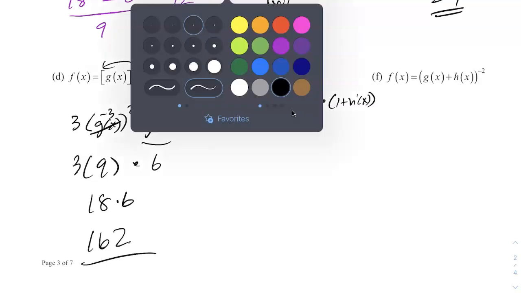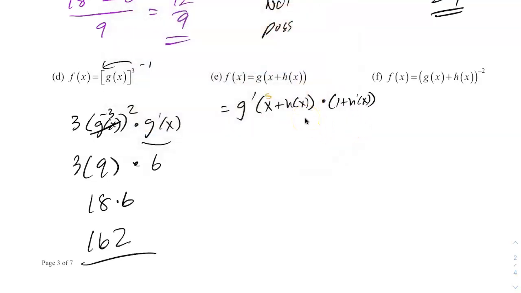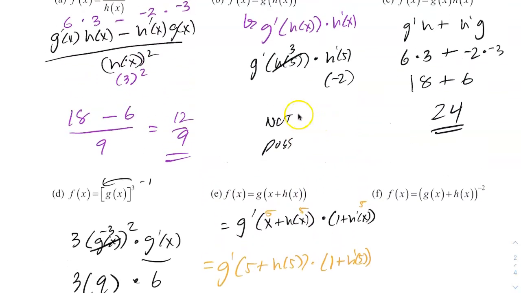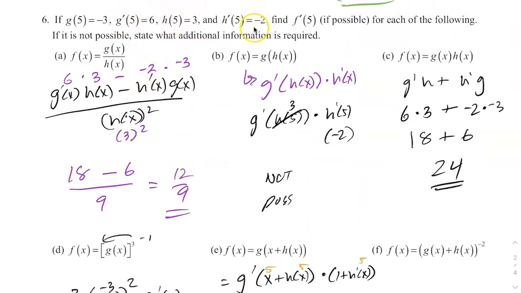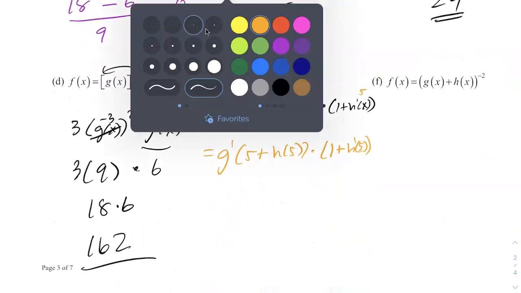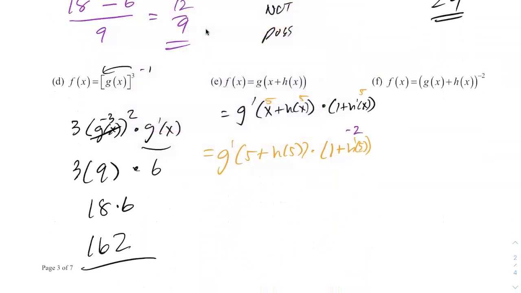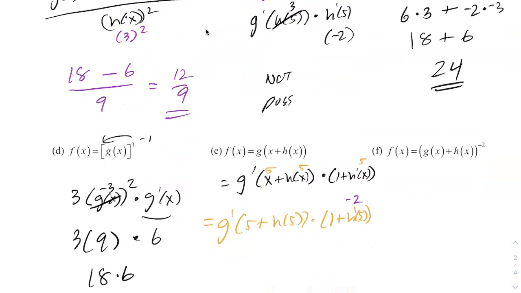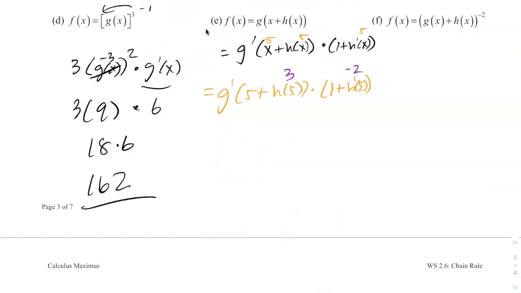Again, if I'm plugging in 5 for everything, I'm going to get g prime of 5 plus h of 5, times 1 plus h prime of 5. What I need right now are h prime of 5 and h of 5: negative 2 for h prime and 3 for h of 5. So if I simplify this, I get g prime of 8 times negative 1. And we don't have g prime of 8, so I can't do it. Not possible. That wasn't given to us.